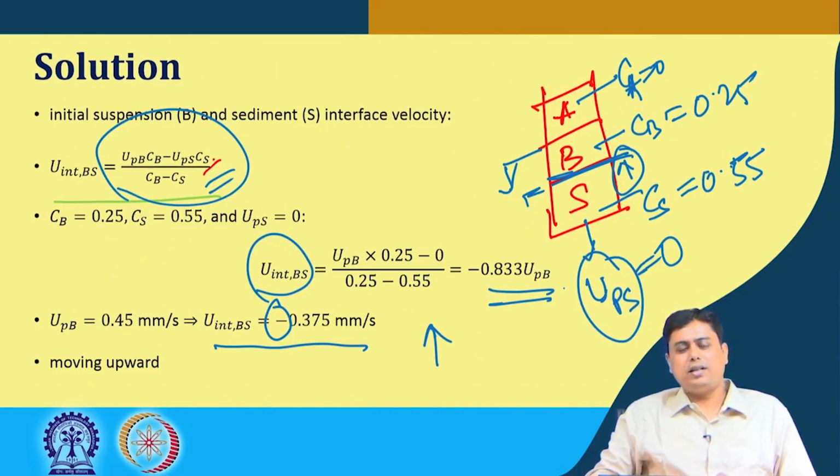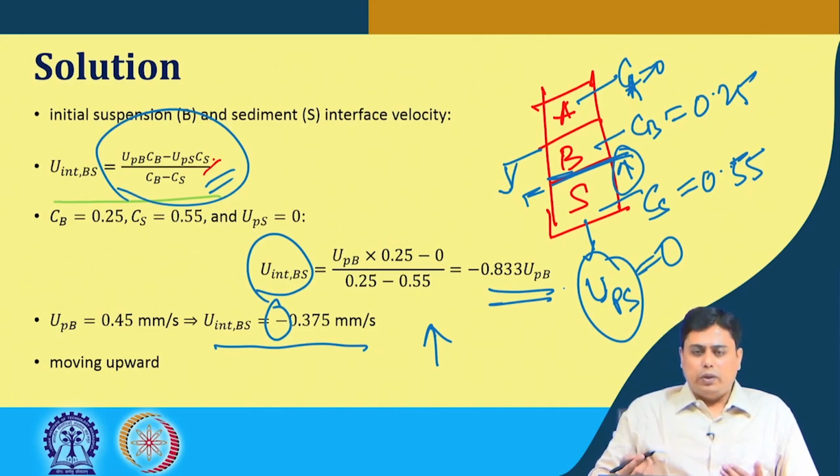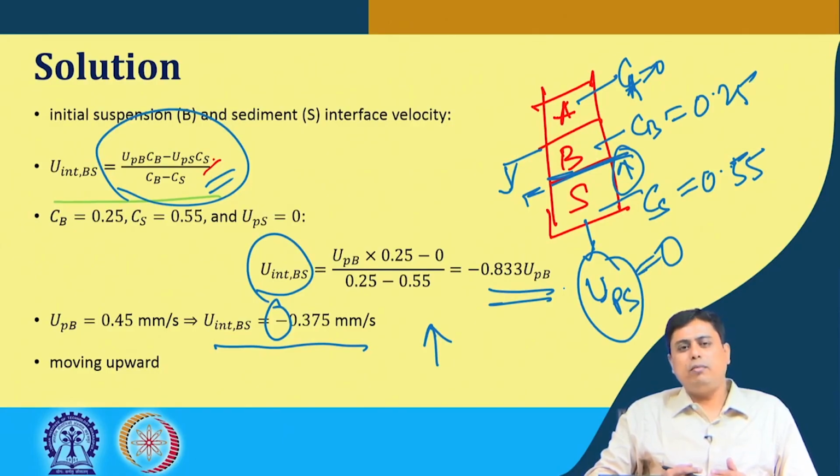Once we find the hindered settling rate, it is basically equal to the clear zone and suspension interface value, and with that value you can also find out the rate at which the sediment and suspension interface is moving upward. So, this is the summary of this problem.